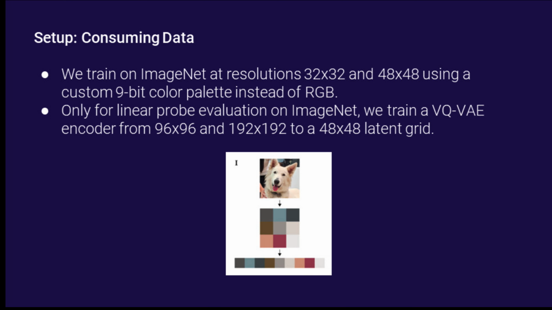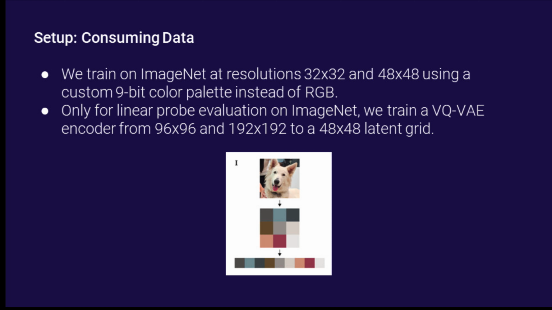Next, I'm going to talk a little bit about how we consume data. So all of our models are pre-trained on ImageNet. And because of the high computational cost of modeling long sequences with dense attention, we train at resolutions 32 by 32 and 48 by 48. Also, computationally motivated, we use a custom 9-bit color palette instead of RGB.